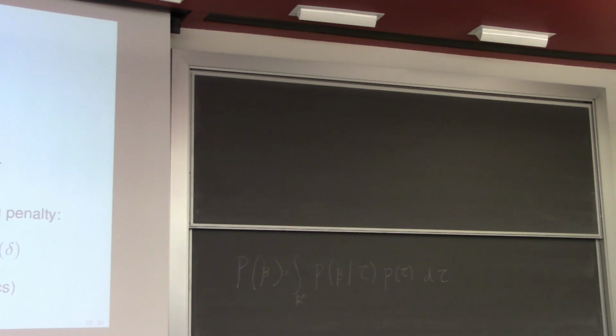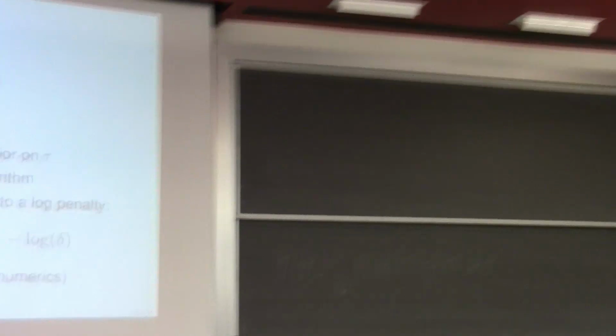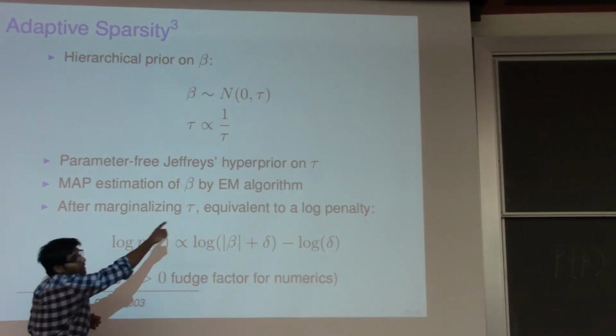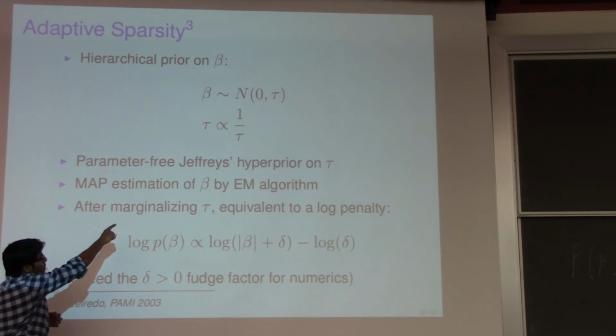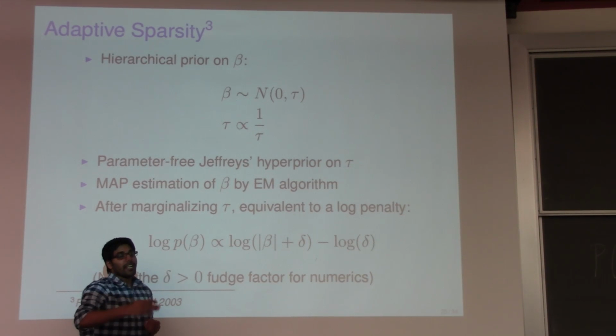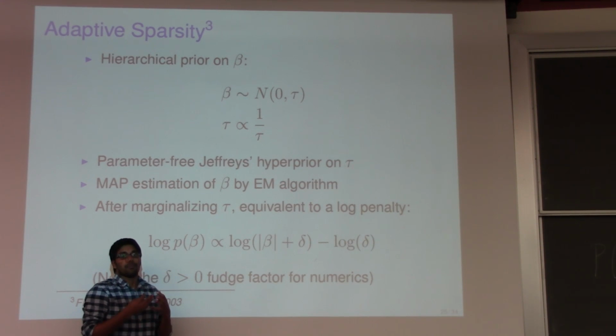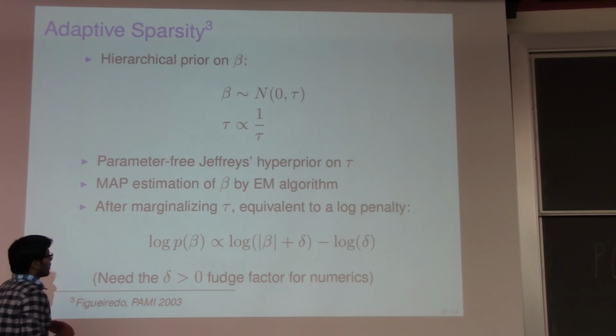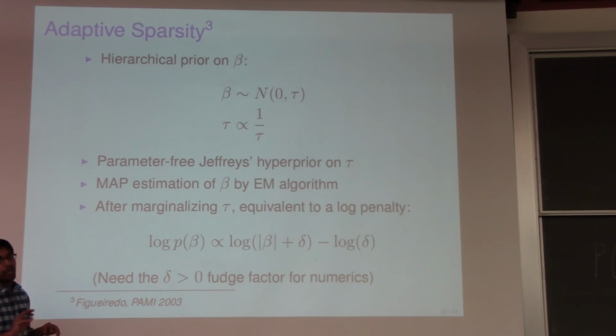So in this case, for instance, I have Jeffreys prior, right? And here you're saying MAP estimation of beta by EM algorithm. But this involves knowing what P of beta is, or finding an approximation for the P of beta, right? And that we are going to come to.